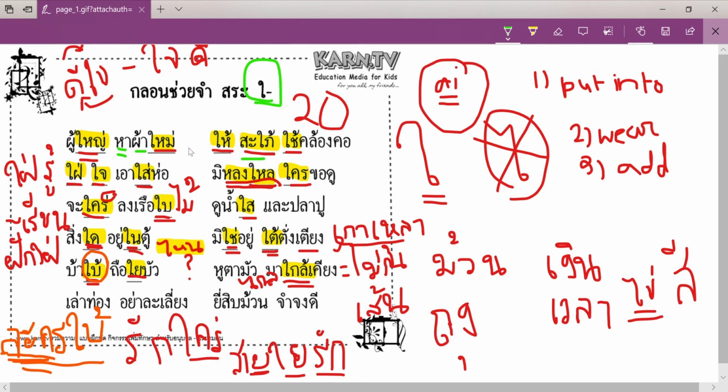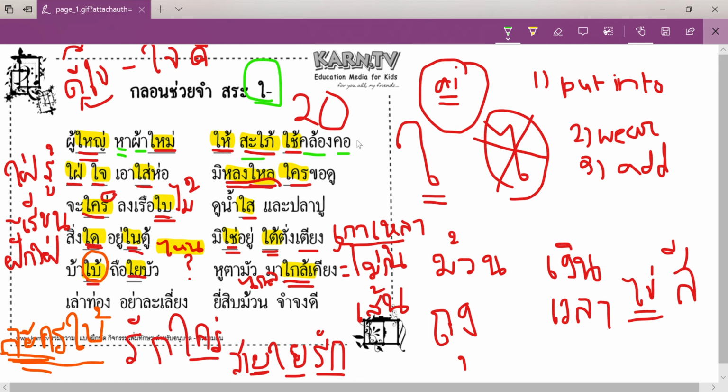ให้ is to give, to give to whom? To give to สะใภ้, the daughter-in-law. ใช้ is to use. คล้องคอ means neck, and คล้อง means to hang around something, to wrap around. So an adult finds new cloth or gives a new cloth for the daughter-in-law to use, to wrap around the neck. So they're talking about a scarf, right, ผ้าพันคอ, but they just want you to memorize all this สระไอไม้ม้วน.